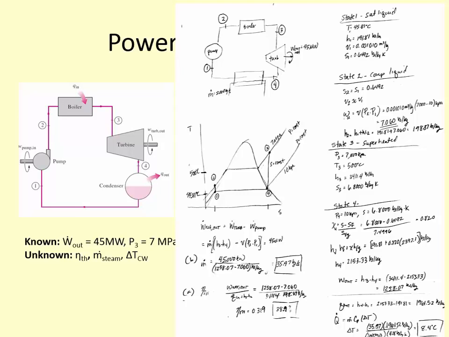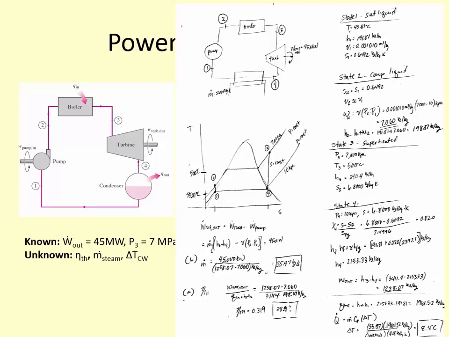Okay, so we're going to start labeling states. State 1, state 2, state 3, state 4, and looking up property values. Right now state 3 is well defined. We can look up all the property values at state 3. It's a superheated vapor. So P3 is 7,000 kilopascals, T3 is 500 degrees Celsius. We'll look up H3, which is 3411.4 kilojoules per kilogram, and S3 is 6.8000 kilojoules per kilogram Kelvin. So we can look up everything at state 3. That's kind of nice.